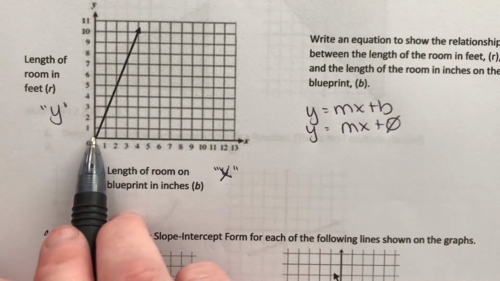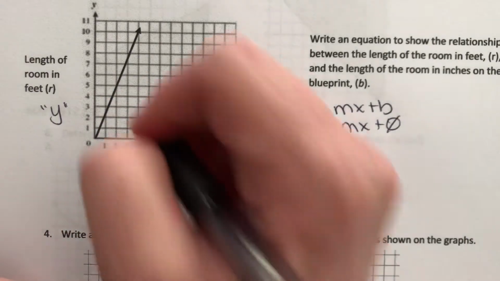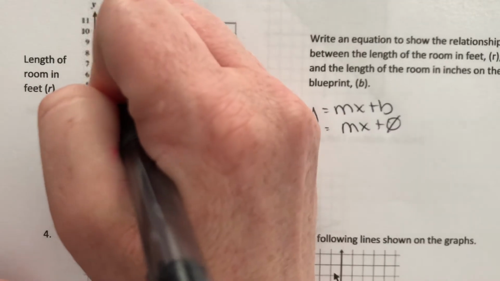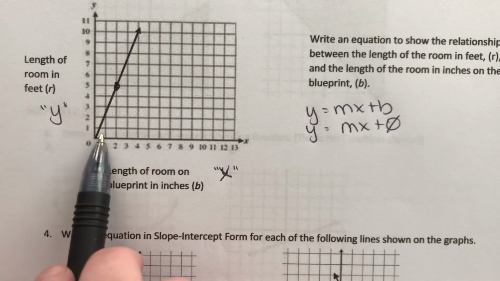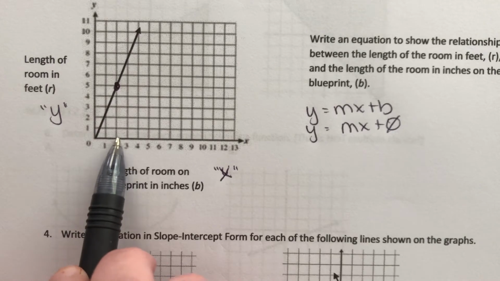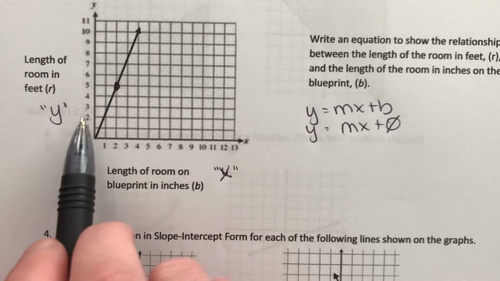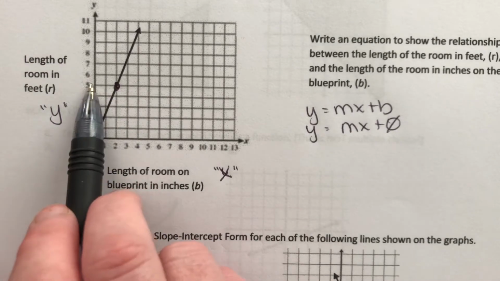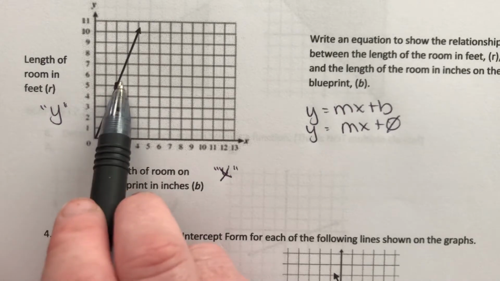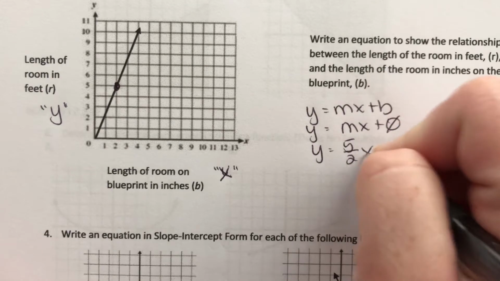And for my slope, I'm going to look to see where my line goes through the corner of a box, and it looks like right here. So when the length of the room in inches on the blueprint is 2 inches, that represents 5 feet of the actual room, right? So my slope is rise over run, up 5 over 2. So y equals 5 over 2x.